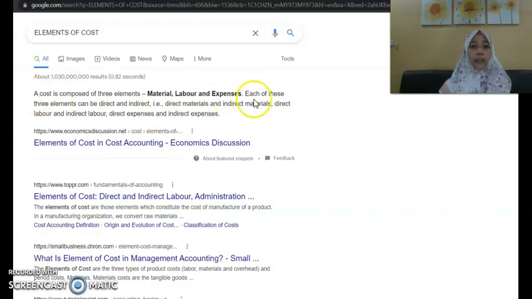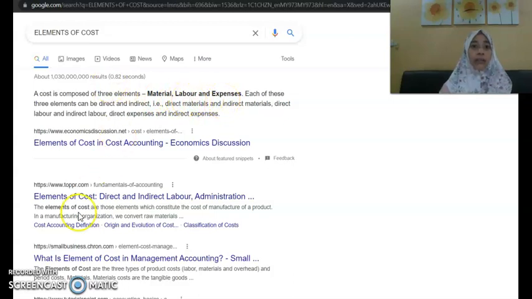If you read further, each of these three elements can be direct and indirect. So you will have direct materials, you will have indirect materials. You can have direct labor, you can also have your indirect labor. Next, you can have your direct expenses and you can have your indirect expenses. So remember, you learn about the material, you learn about the labor, you learn about the expenses.